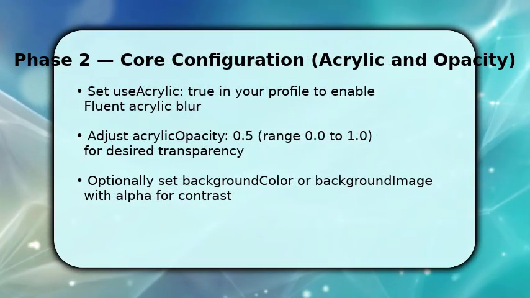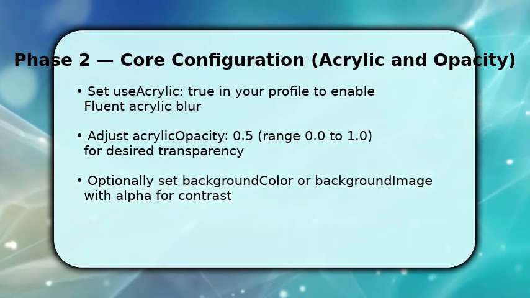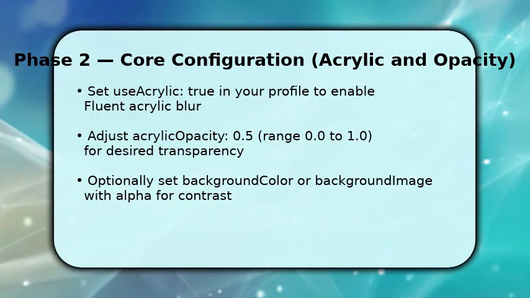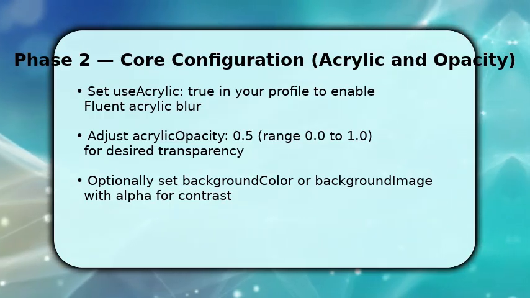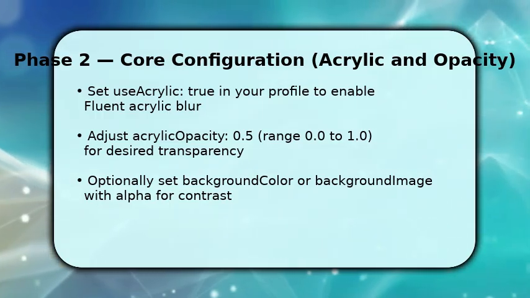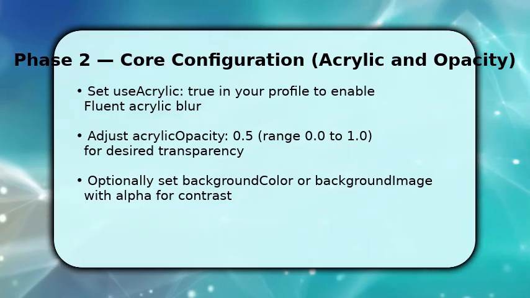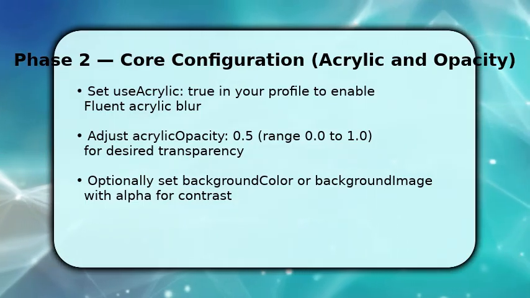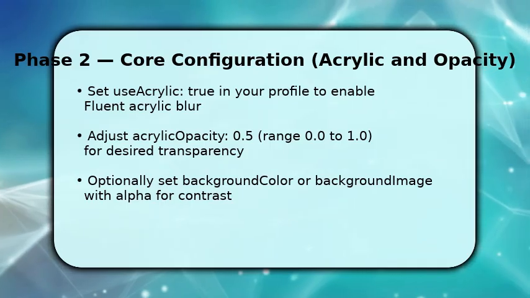Set use acrylic, true so the terminal uses fluent blur, then set acrylic opacity to a value like 0.5 to get half transparency. 0.0 is invisible, 1.0 is opaque. If you prefer the settings UI, toggle use acrylic and move the opacity slider.